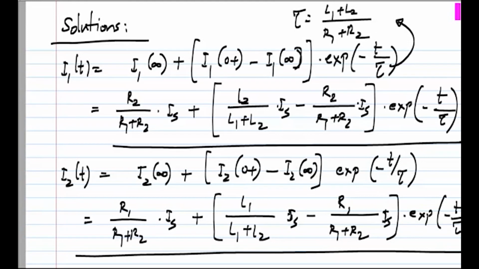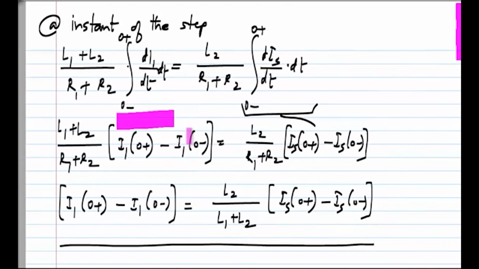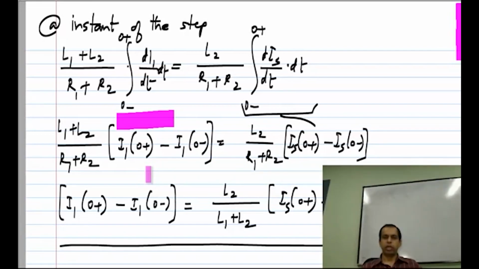If we do have non-zero initial conditions, then it is still quite easy. All we have to do is substitute the right values for I1 of 0 minus over there. Okay, so from there we can calculate everything. So that's how we calculate currents or any other quantity in a circuit where the inductor currents can have step changes. Okay.